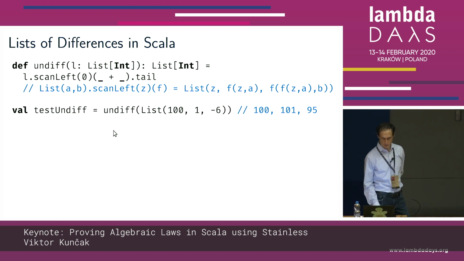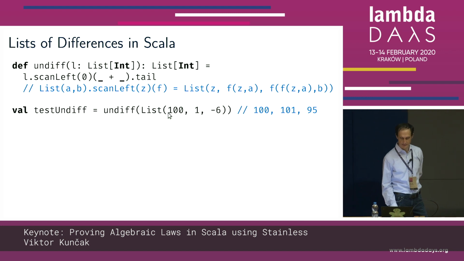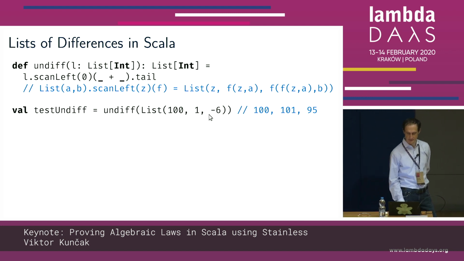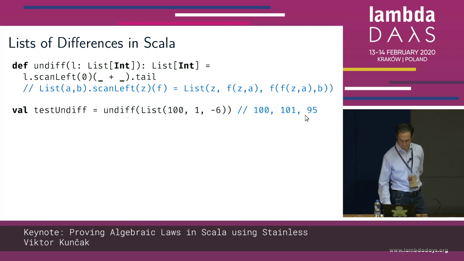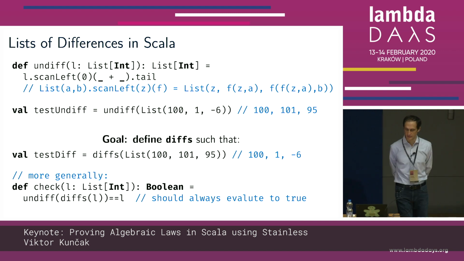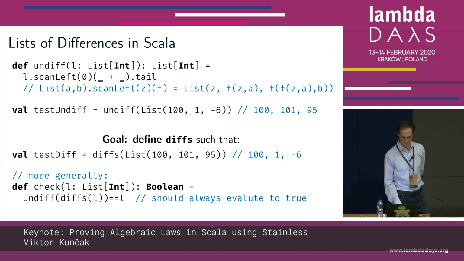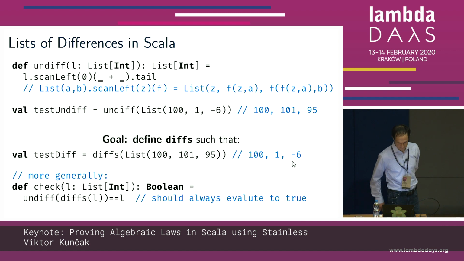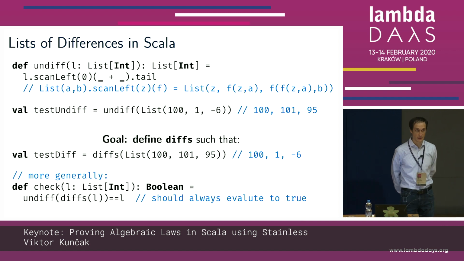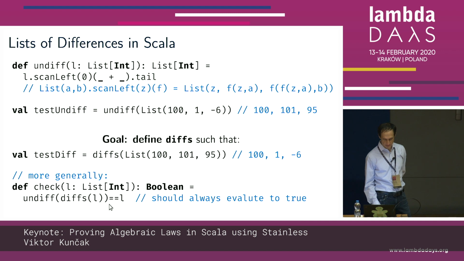If I write a manual test and apply undiff to this list, 100, 1 and minus 6, we indeed get the list 100, and then 101, and 95. Now our goal is to define the diffs function itself, that if I were to give it 100, 101, and 95, would compute 100, 1, and minus 6. More generally, the kind of inverse relationship that I would like to have is that if I apply diffs to L and then apply undiff, I'll get back to the same list. And that should hold for all possible values of L.